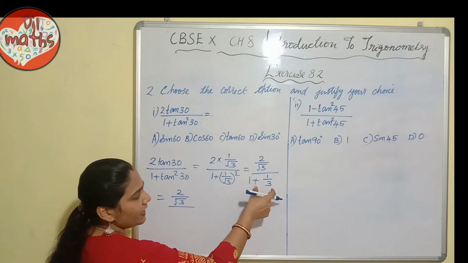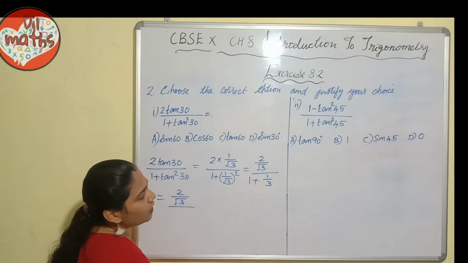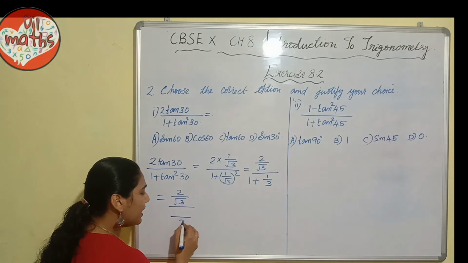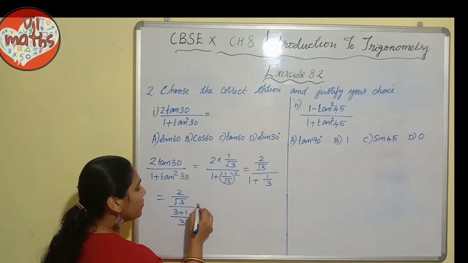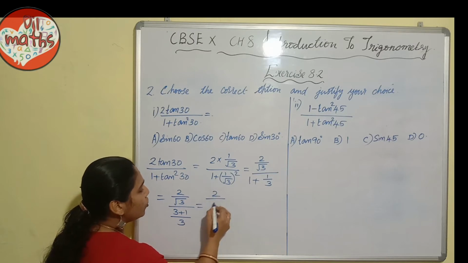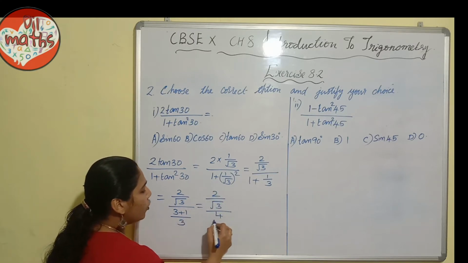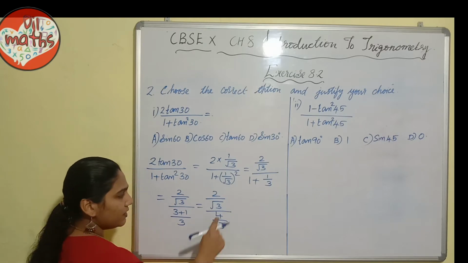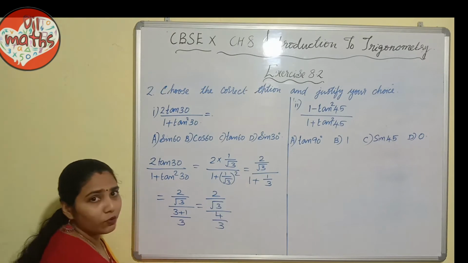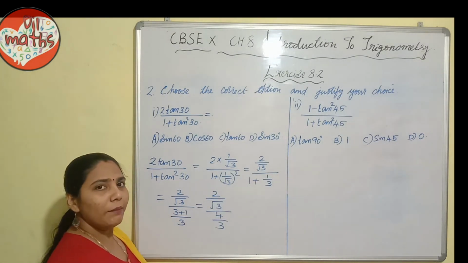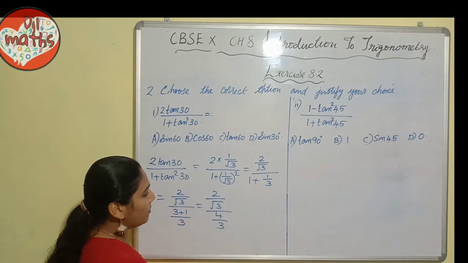From this we can take the LCM of this one. So what will be the LCM? 3 will be the LCM, isn't it? And we will get 3 plus 1. So this you can write as 2 by root 3 divided by 3 plus 1 is equal to 4, 4 by 3. And now we can see that here in numerator one fraction, denominator again one fraction. So what we can do? We can multiply with the reciprocal of the denominator, isn't it?